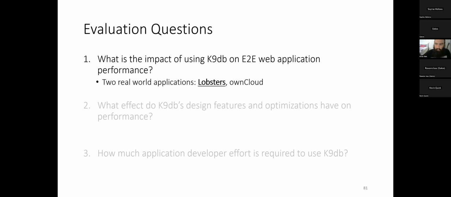We evaluated the first question based on two real-world applications: Lobsters, which is a link aggregation and discussion board somewhat similar to HackerRank, and OwnCloud, which is a file-sharing application somewhat similar to Google Drive. Both of these applications are open source, which is why we chose them. Now, in the interest of time, I'm just going to show the result for Lobsters, and you can find the results for OwnCloud in the paper.